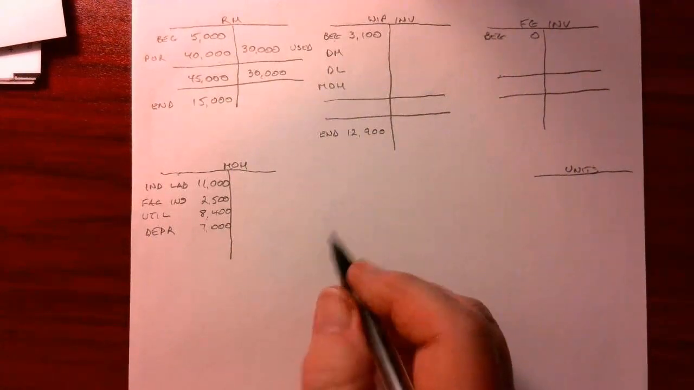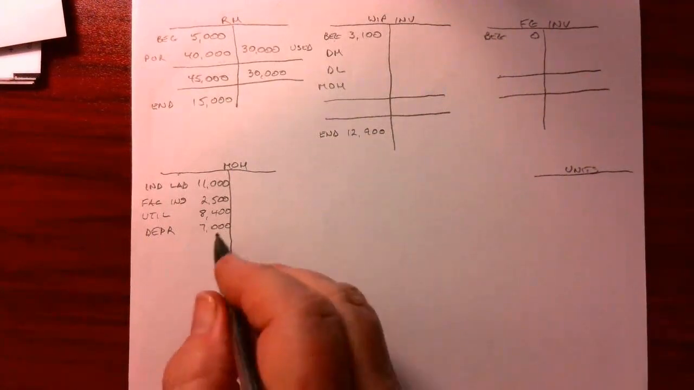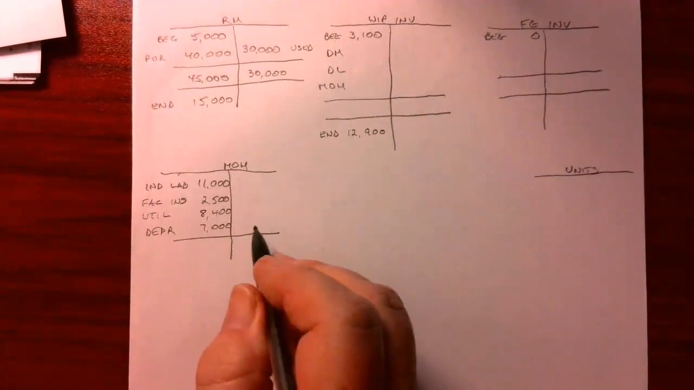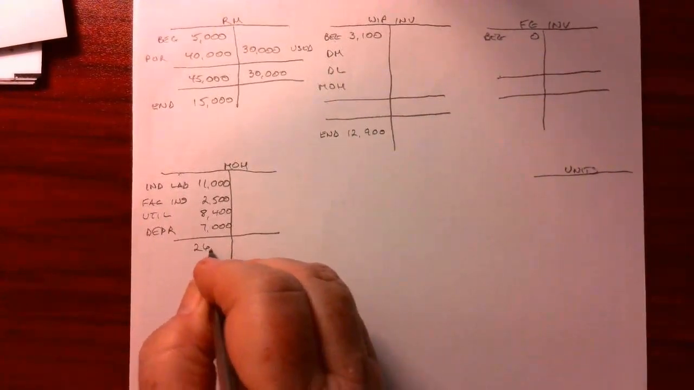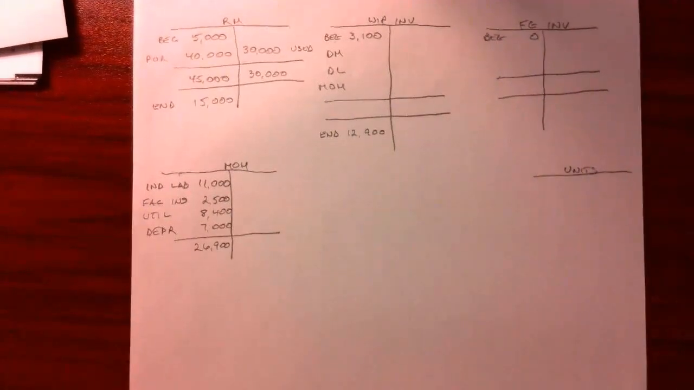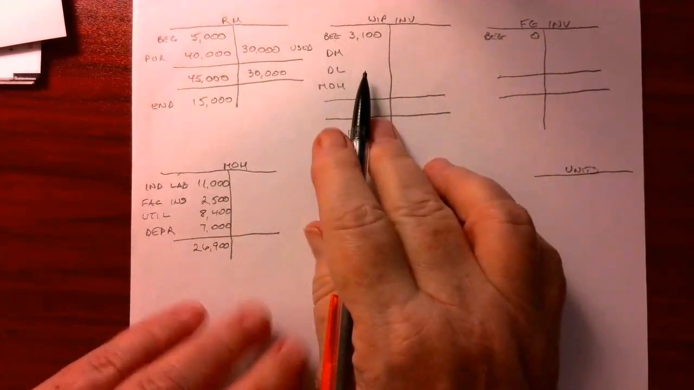What else do we have? Okay, then sales and then admin selling. Okay, so we've got quite a bit here now. So if we add these up, our total overhead comes to 26,900. Okay, so let's go back up to our T account now.